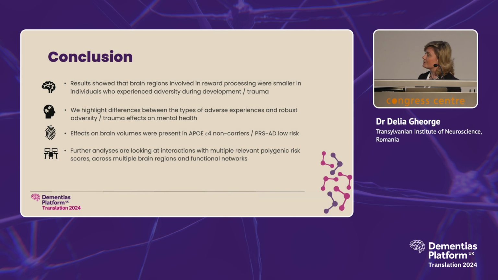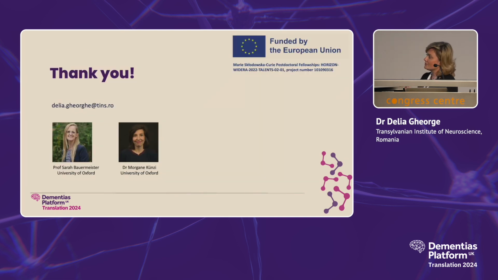So what we're doing now is computing different kinds of polygenic risk scores as well to understand these interactions better. We're looking across the entire brain and across functional networks. So stay tuned. This is part of my Marie Curie Fellowship, so this will carry on until 2026. Hopefully by then I'll be here and have very exciting answers for you. Thank you.